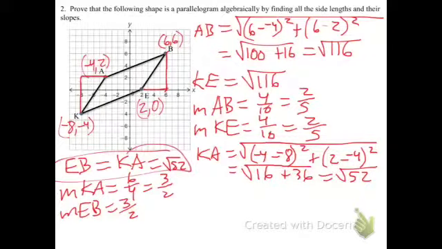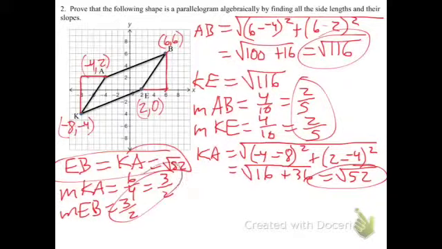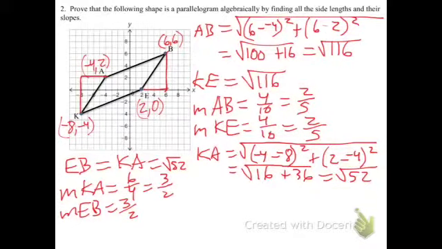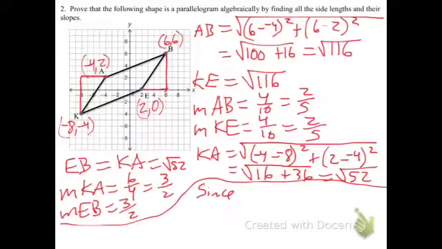And so we have equal sides, we have equal slopes, and so in your explanation, here I'm going to put a little line here to split it off. In your explanation, write that out. So you'd say something like, since EB is congruent, the distance from E to B is the same as the distance from K to A. The slope of KA is the same as the slope of EB.